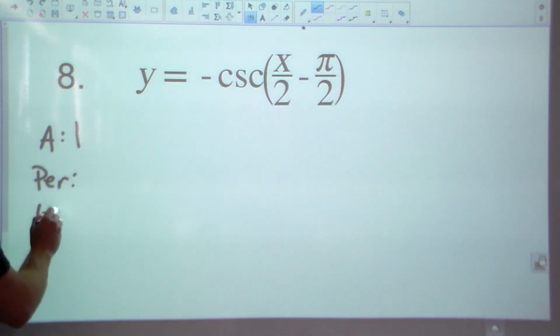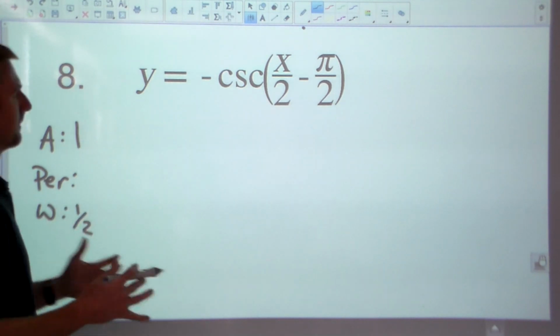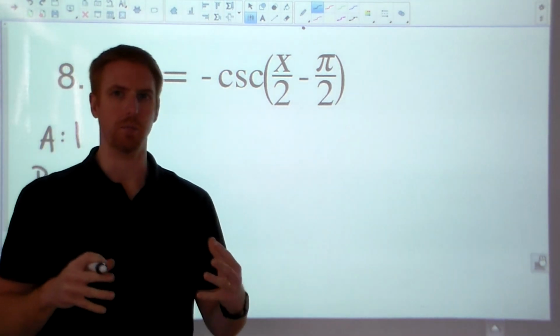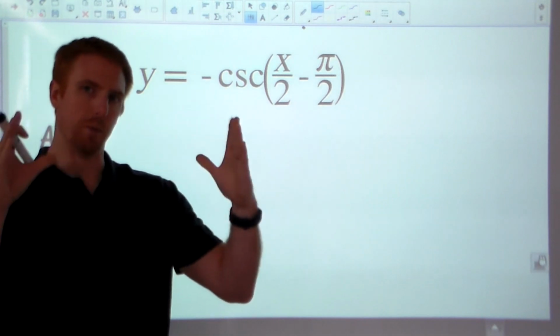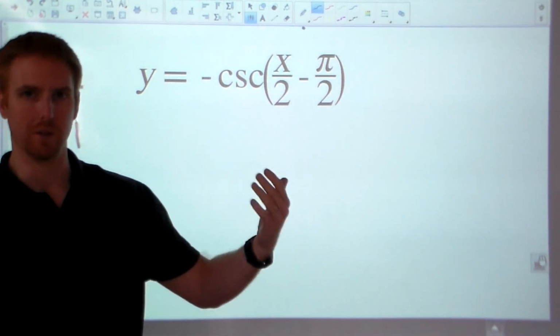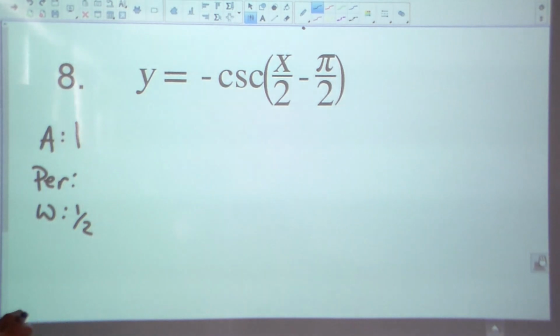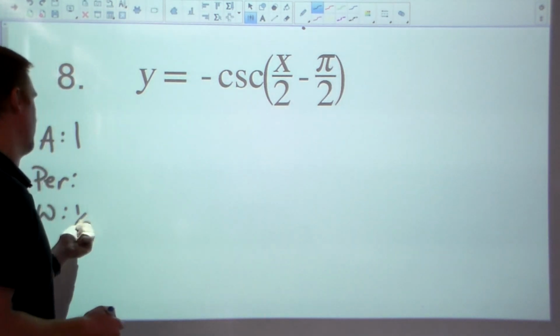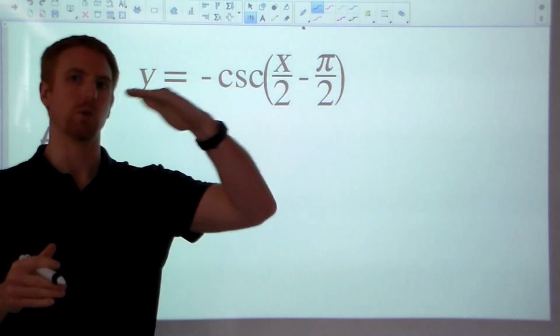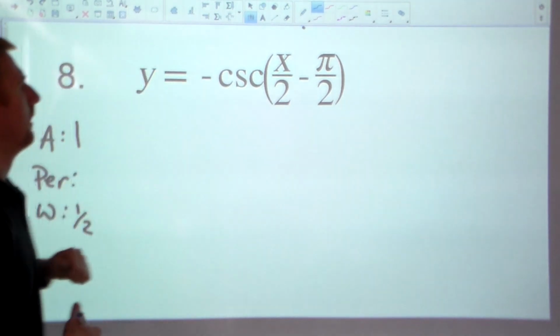Let me go ahead and put that in there. You don't have to do that. I just think it's helpful to put that in because the normal period divided by frequency is how you get the period for the function you're looking at. So think about it this way. The waves are going to develop half as quickly, so they're going to be wider.